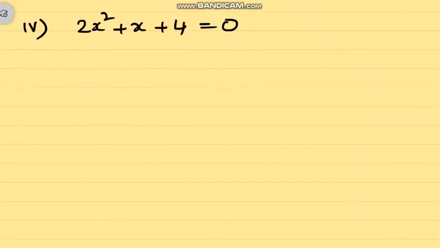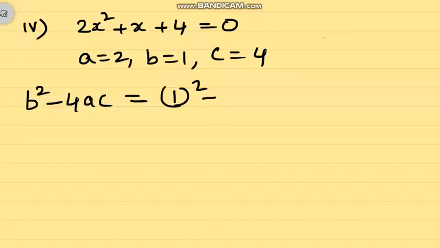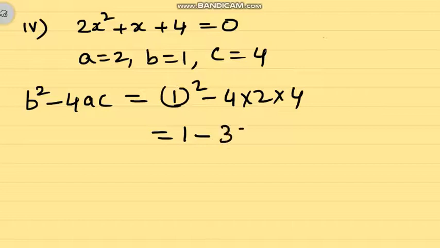Now the next question is 2x square plus x plus 4 equal to 0. If you compare it with the standard form of the equation, you will get a is equal to 2, b is equal to 1 and c is equal to 4. Now first let us find out the discriminant, that is b square minus 4ac. So that will give you 1 square minus 4 into 2 into 4. So 1 minus 32, that will be giving you minus 31.